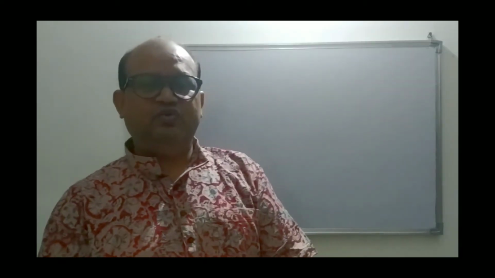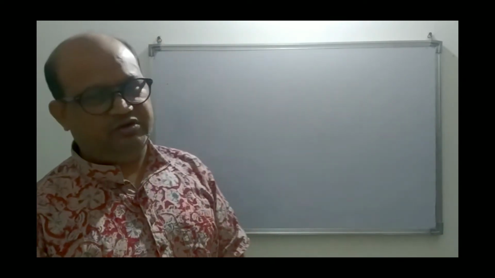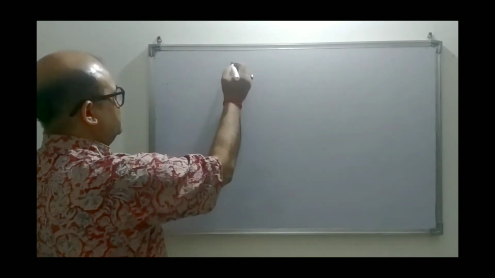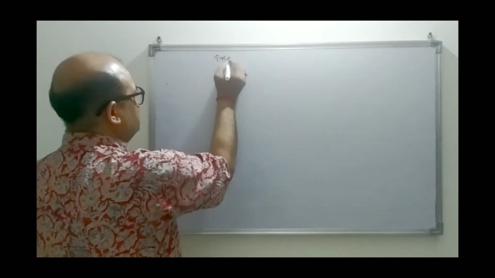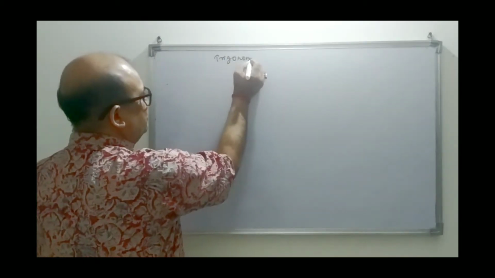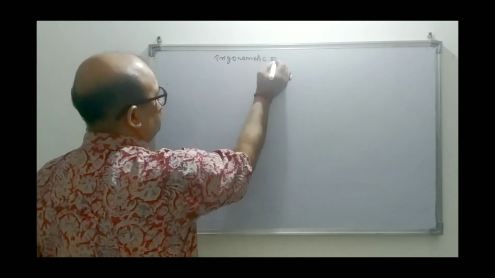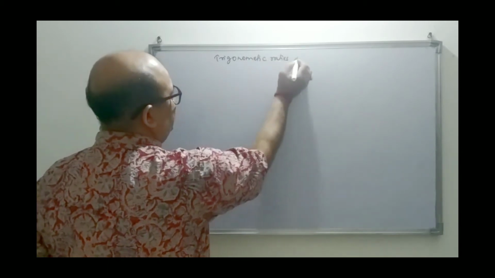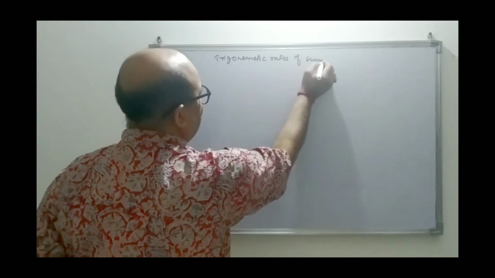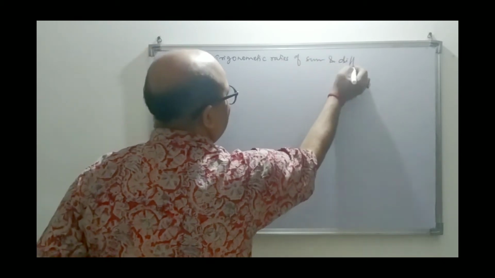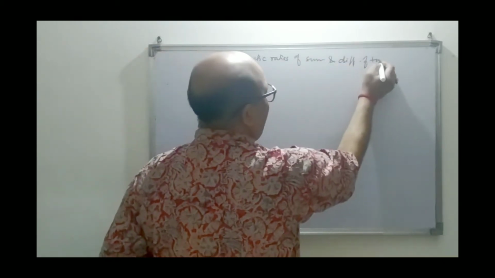Hello everyone. Today I'll teach you some identities of trigonometrical ratios. That is, sum and difference of angles of trigonometrical ratios. Identities: the trigonometric ratios of sum and difference of two angles.